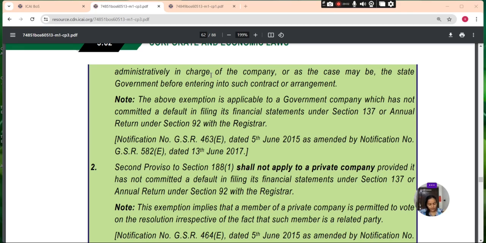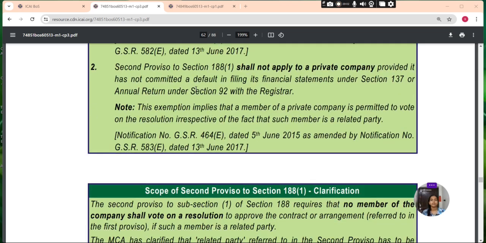Second proviso to section 188 shall not apply to a private company, provided that it has not committed a default in filing its financial statement under section 137 or annual return under section 92 with the registrar. This exemption implies that the member of a private company is permitted to vote on the resolution irrespective of the fact that such a member is a related party.